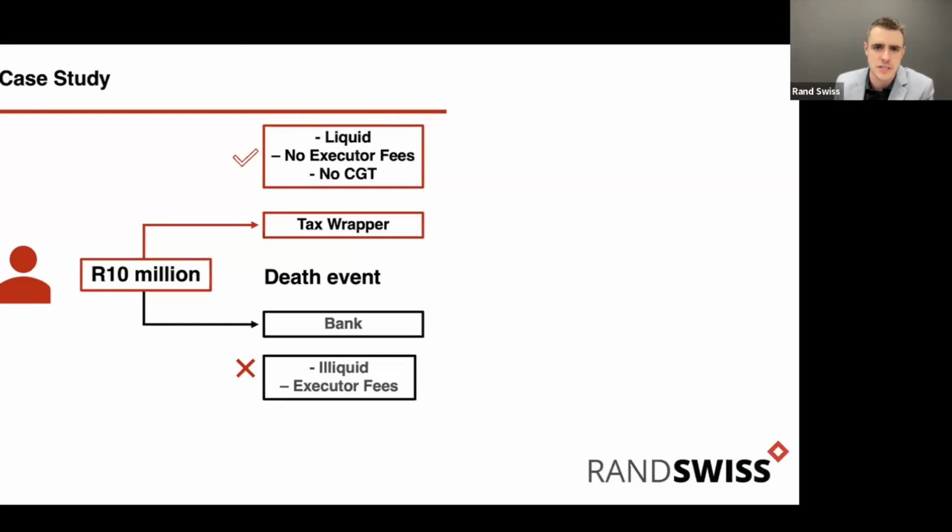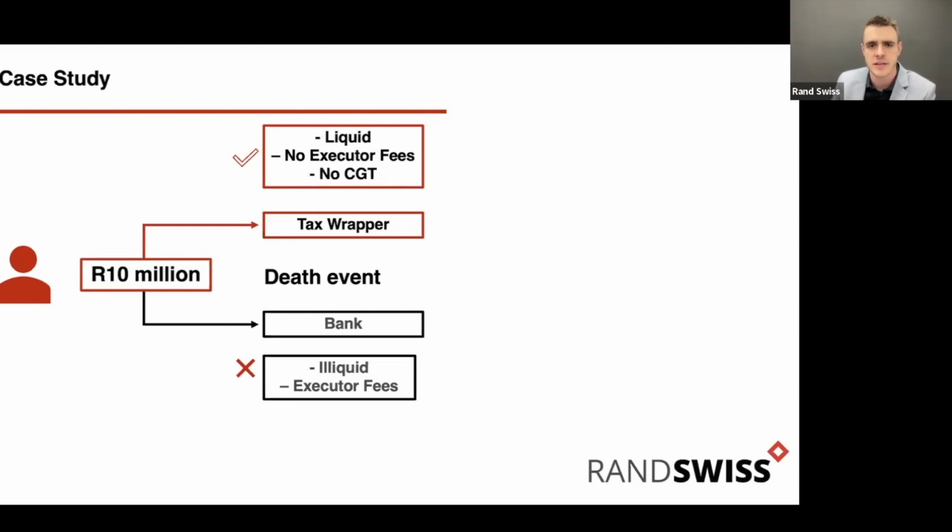Also, what the benefit is, remember what's very important is the term falls away upon death. So if you open up a tax wrapper today and you put in 10 million and you pass away tomorrow and your spouse is the beneficiary, your spouse gets a mature tax wrapper immediately. The other benefit is there's no executor fees. If you pass away and you've nominated a beneficiary, there's no need for an executor to be involved, therefore saving executor fees. And the second is there's no capital gains tax, because remember, there's a capital gains tax rollover.